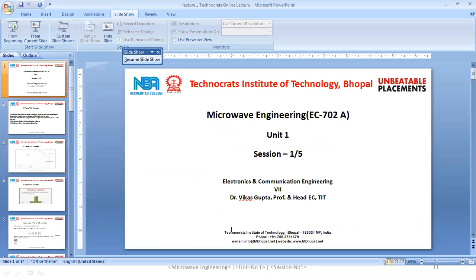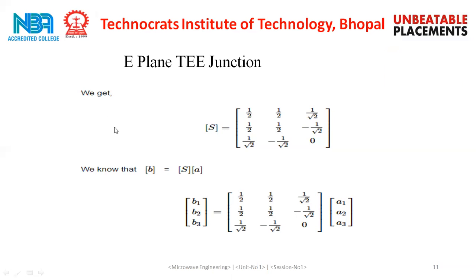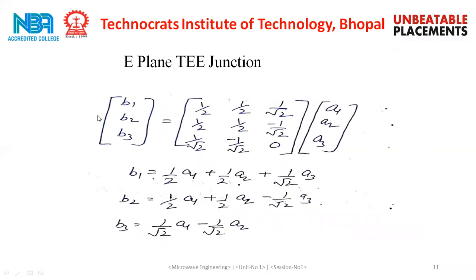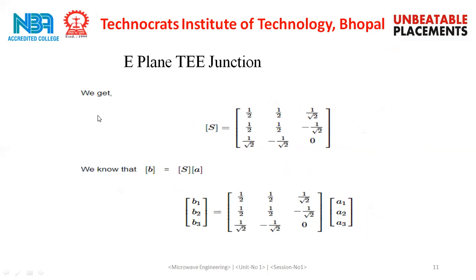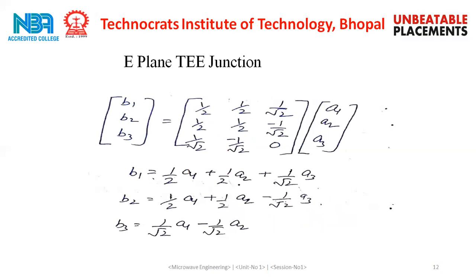This is the value of B1. According to the general property of the matrix, we know that B1 is equal to 1 by 2 A1 plus 1 by 2 A2 plus 1 by root 2 A3. B2 is equal to 1 by 2 A1 plus 1 by 2 A2 minus 1 by root 2 A3. B3 is equal to 1 by root 2 A1 minus 1 by root 2 A2. So these are the different values of the reflected coefficient in terms of the incident coefficient.